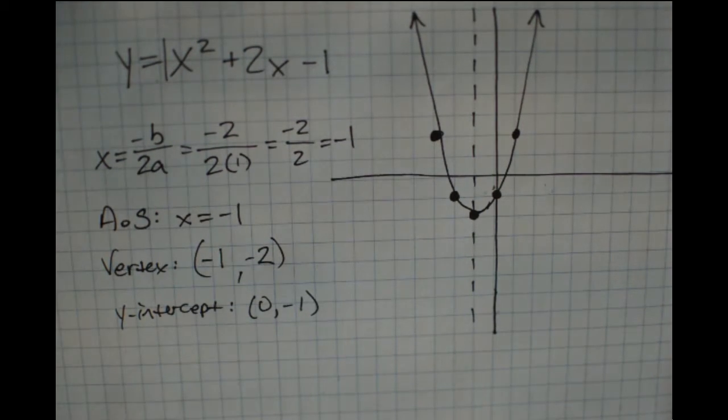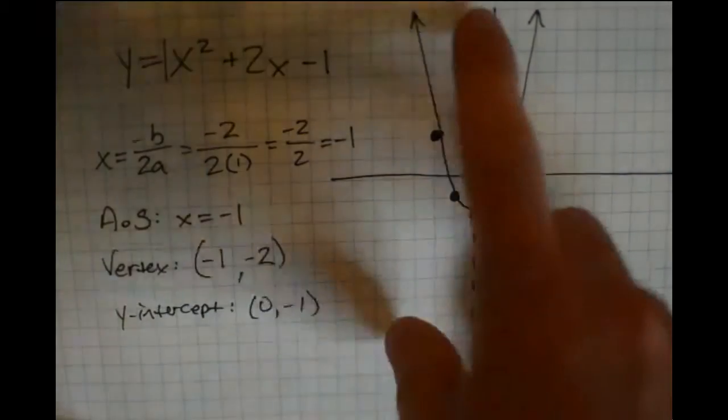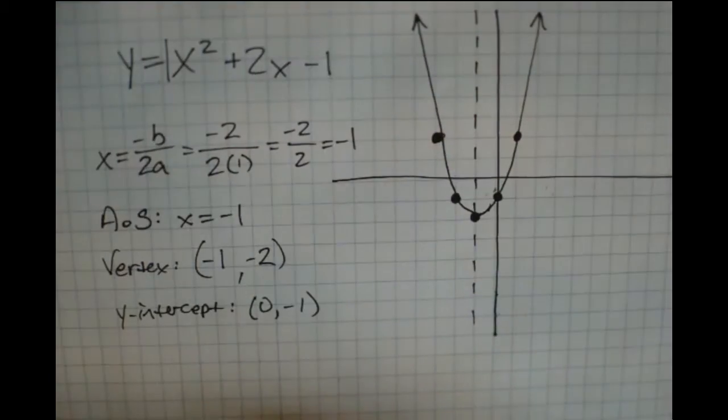So this is going to be a little bit more efficient than using an XY chart, because you don't have to just pick the right values by chance. You can just find the important parts of that parabola and graph them right away.